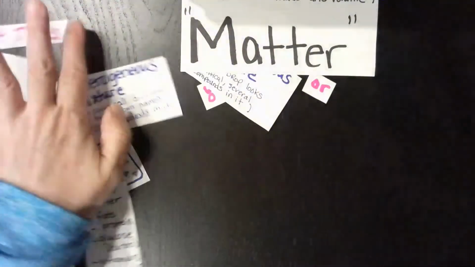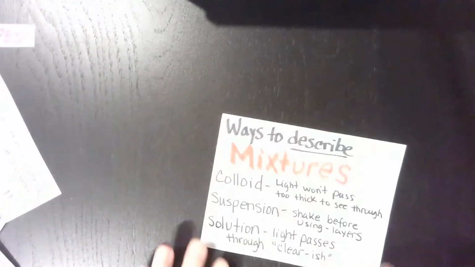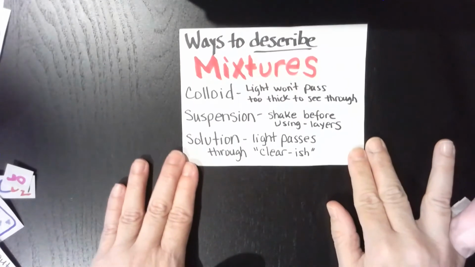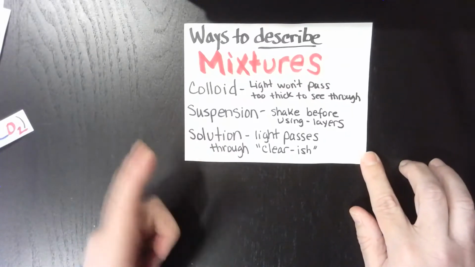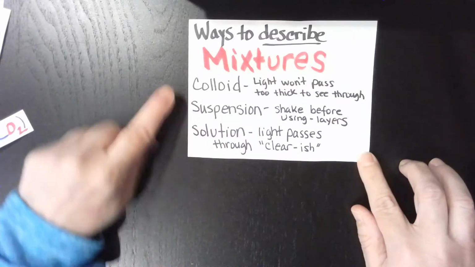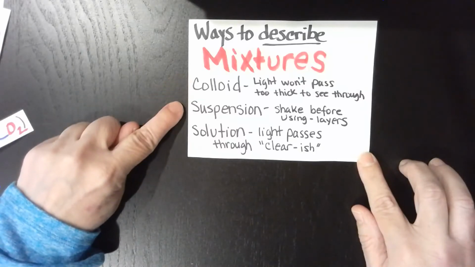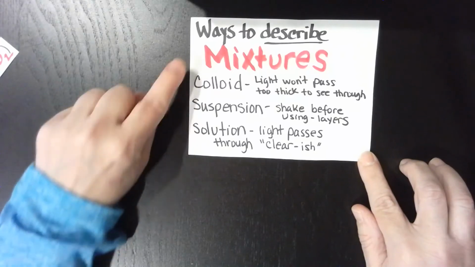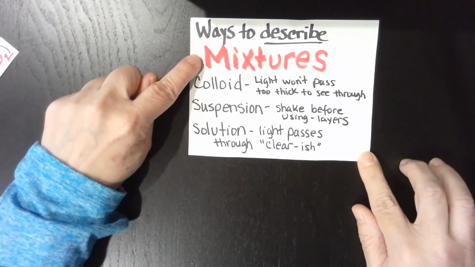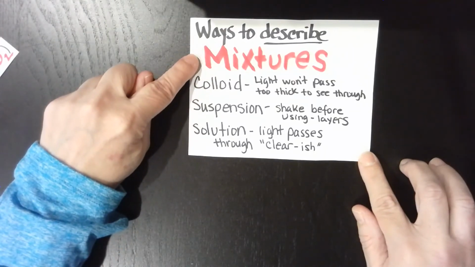Now, we're going to talk about one more thing. So let me get all this stuff out of the way. We are going to talk about ways to describe mixtures. Another mistake that I saw on the quizzes that people were just confused about was what to do with the words colloid, suspension, and solution. So, colloid, suspension, and solution are only ways to describe mixtures. We never use these for pure substances.